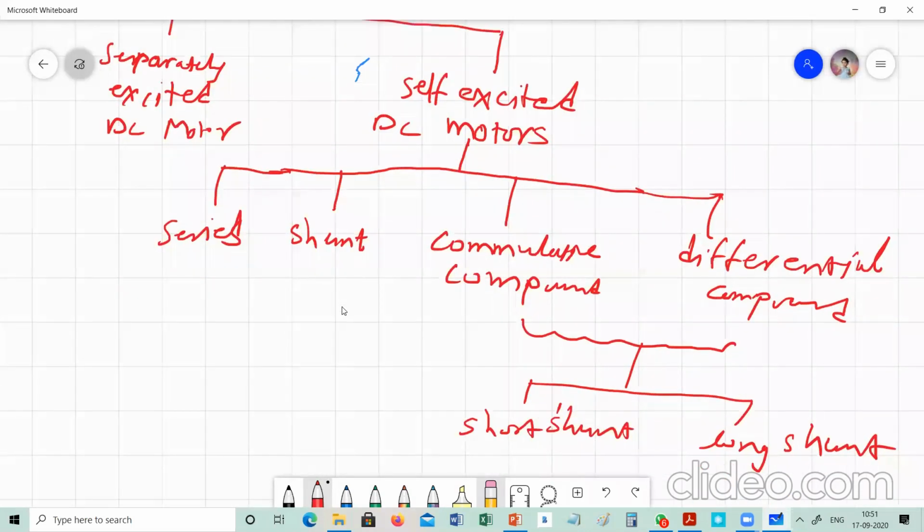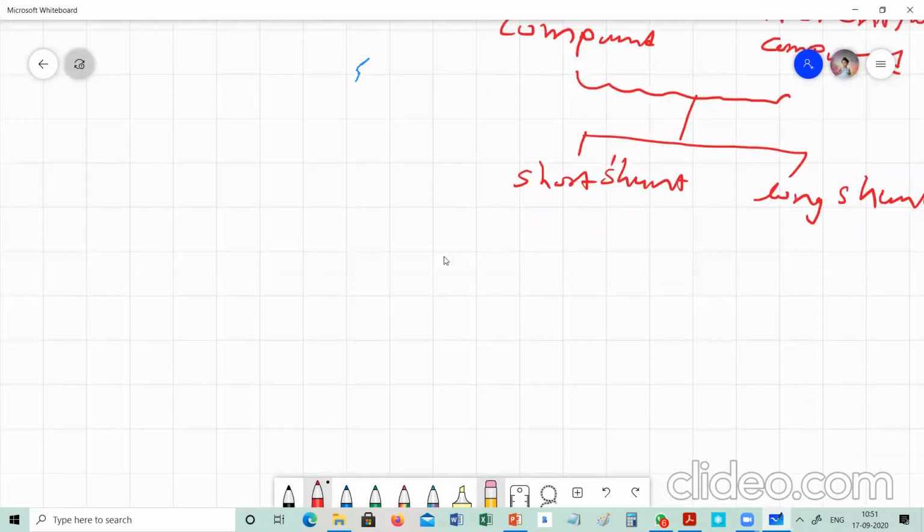In a separately excited DC motor, a separate supply is given to the field winding, and in a self-excited DC motor, the same supply is given to the armature and field winding. Now we will see their structure.